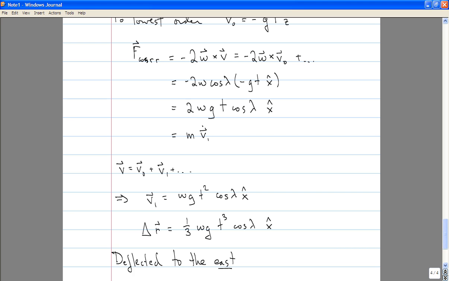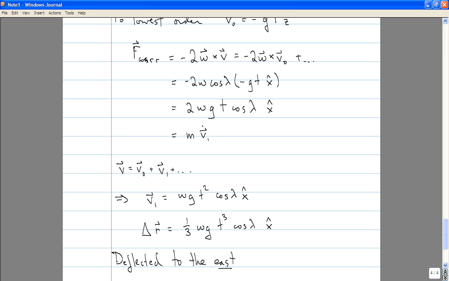So just to summarize, if you have an object that is hanging from a string, then it will be deflected to the south by the centrifugal force. But if you have a falling object, its velocity causes it to be deflected to the east by the Coriolis force. And if you go ahead and do this in the southern hemisphere, where lambda is negative instead of positive, then you will see that the opposite applies, and that an object will be deflected to the north due to the centrifugal force, and to the west due to the Coriolis force. I encourage you to go through and repeat that exercise for yourself.